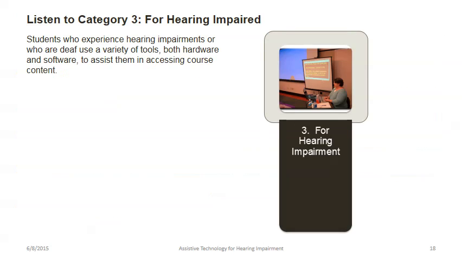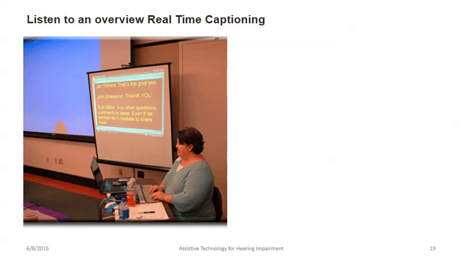The third category overviews technologies for the hearing impaired. Students who have experienced hearing impairments or who are deaf use a variety of tools, both hardware and software, to assist them in accessing course content. Lectures, speeches, and discussions in meetings can be made accessible to people who are deaf and hard of hearing. Especially useful for people who are deaf but never learned sign language, real-time captioning can be connected directly from laptop to laptop or through a remote site.